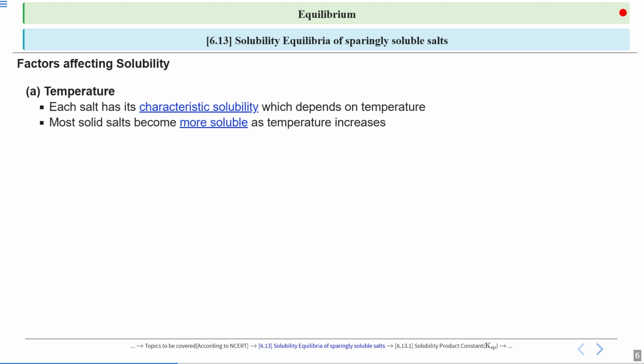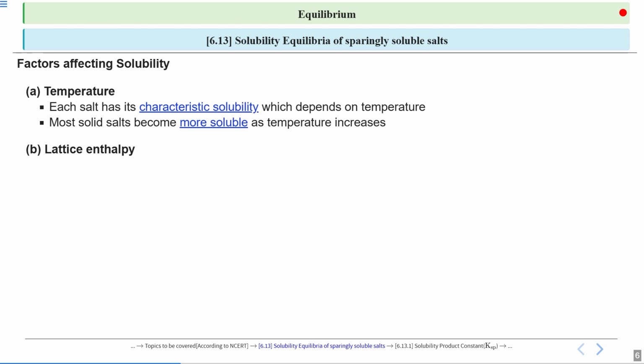Now, most of the solid salts become more soluble as temperature increases. So this salt solution would be a classic example for this given statement, and it is seen in most of the cases as well. So you can say that solubility is a kind of endothermic process.